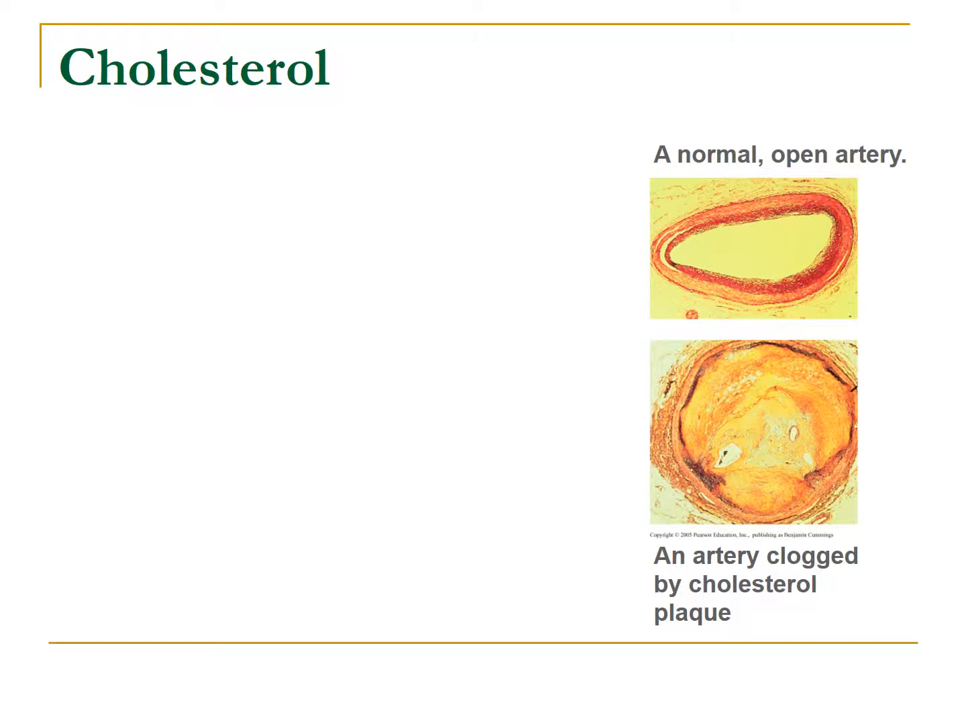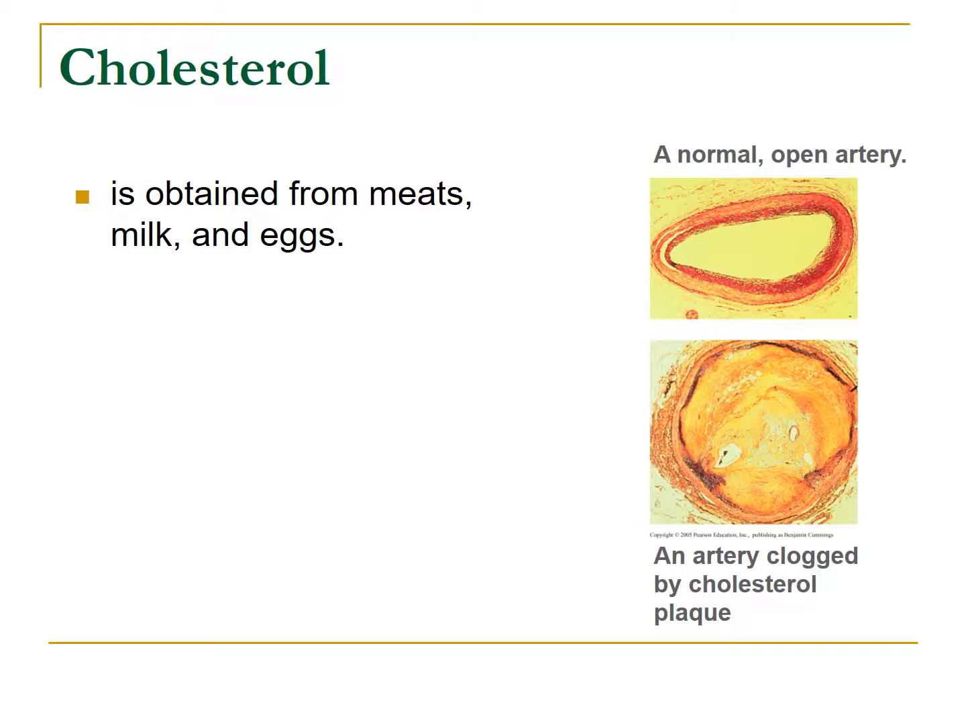So the problem with cholesterol is cholesterol clogs arteries. Here's a couple of cross sections of a normal open artery and then an artery that's clogged by cholesterol plaque. So we get cholesterol when we eat various meats, milk, and eggs, generally from animal sources. But if you were a total vegetarian, you would still have cholesterol in your body because cholesterol is synthesized in your liver.